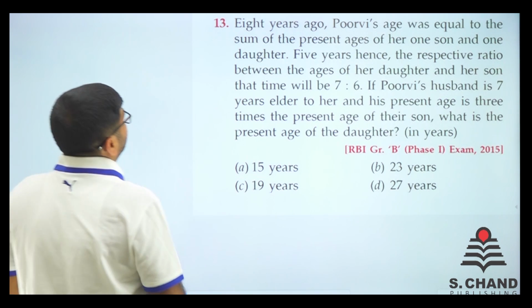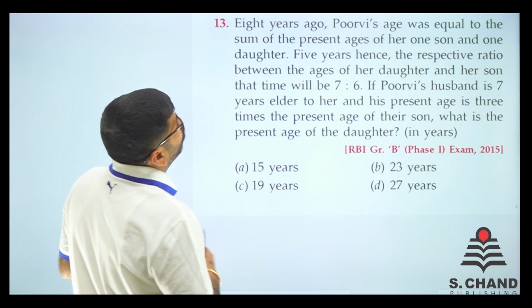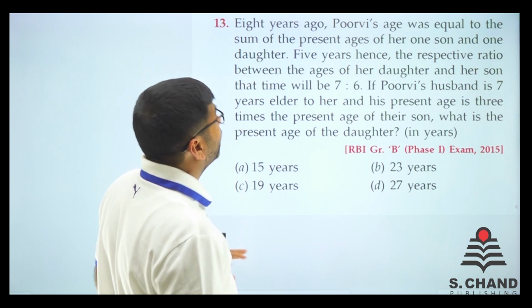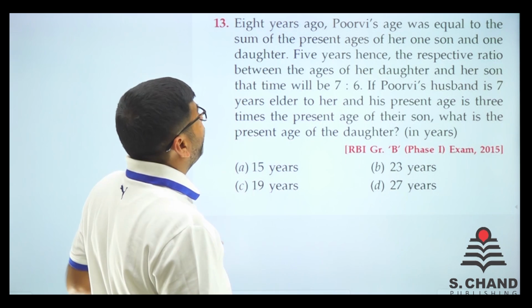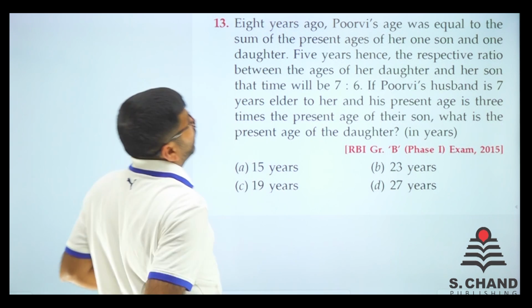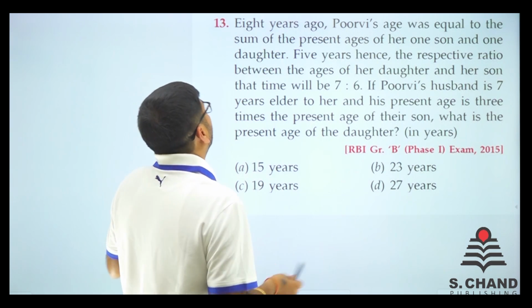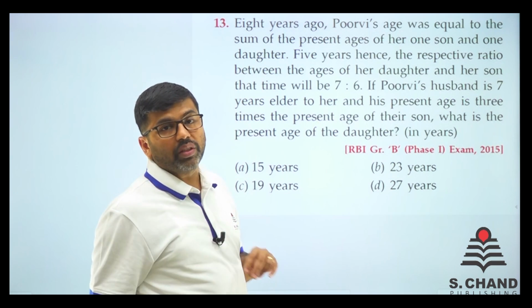So, question number 13 says, 8 years ago, Poovi's age was equal to the sum of present ages of her son and daughter. 5 years hence, 5 years later, the respective ratio between the ages of her daughter and her son, that time will be 7:6.